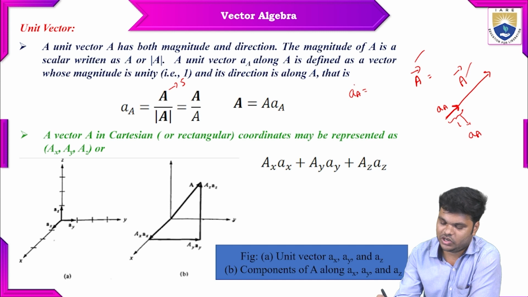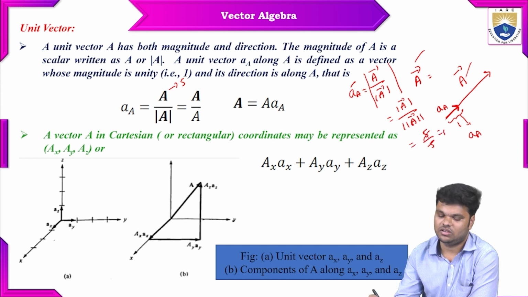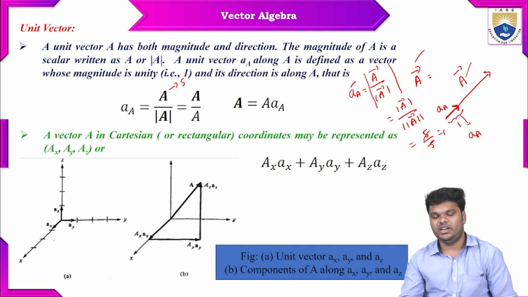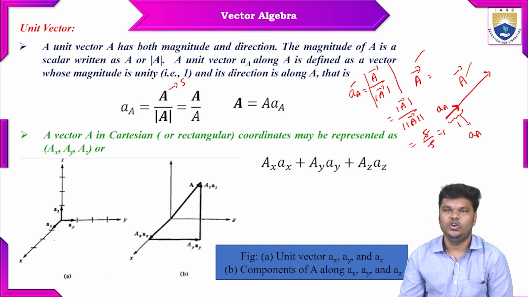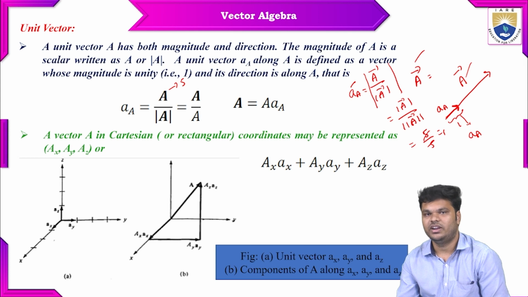So the unit vector is nothing but A bar by mod A bar. If I want to find out the magnitude of this one, then what will happen? Mod of A bar by mod of A bar. Mod of A bar is 5, mod of 5 is also 5, so 5 by 5 is 1. So any vector divided by its magnitude gives us a unit vector along the direction of that vector.